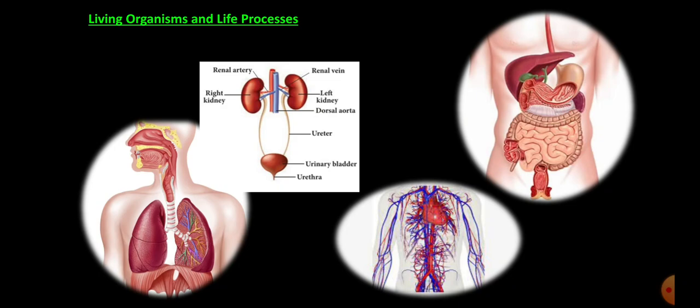Now there are different systems, as you can see. The first one is the respiratory system. The second one is the urinary system or excretory system. Then the third one is the nervous system. And the last one, where you see the largest gland of our body, that is the liver, intestine, stomach. So that is the digestive system of our body.